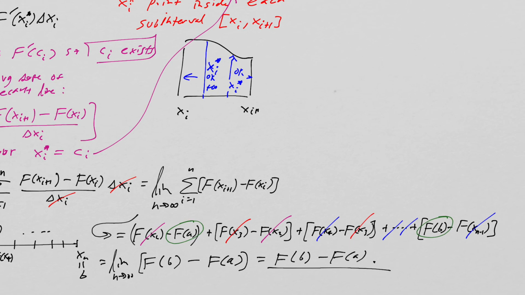All right, so this then is a direct proof that the integral from a to b of little f of x dx is going to be equal to the difference of the antiderivatives at the end of the interval. All right, I hope that was helpful to see this proof done fully out.